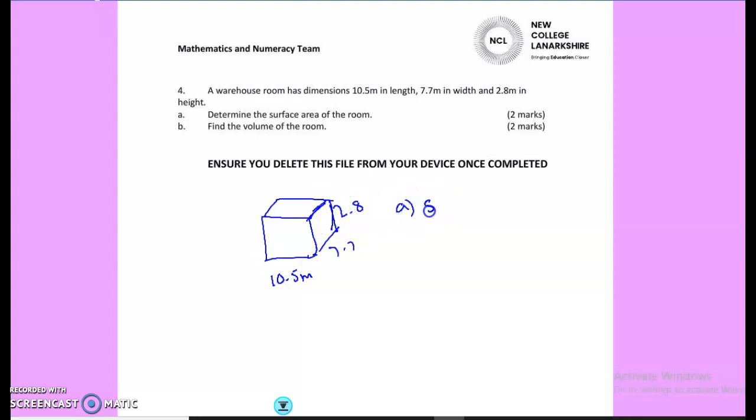First part then, the surface area. No, surface area, I'm not going to fit into up there. Let's do it down here. Surface area is 2 lots of each of the rectangles. My first one, I'm going to do 10.5 times 7.7. Plus, I'm going to stick my 10.5 also times by the 2.8. And then the last one missing is the 7.7 by the 2.8.